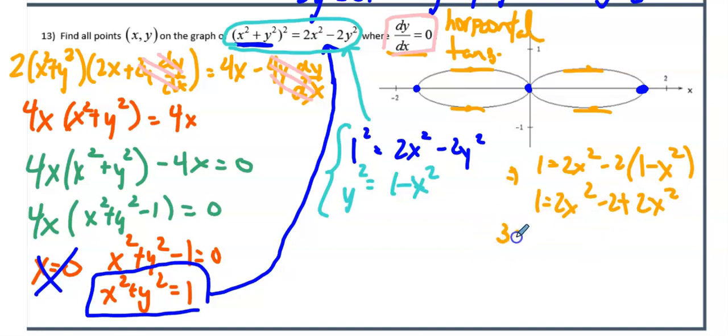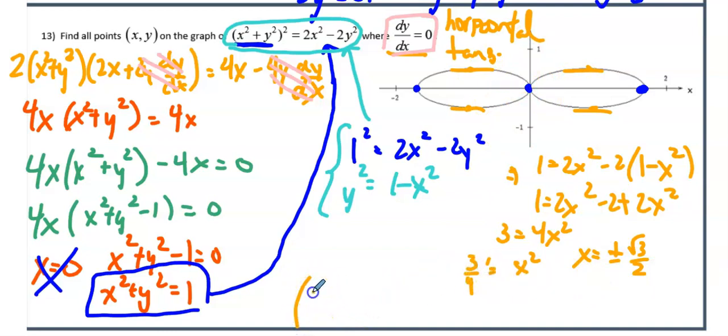So we're going to give you 3 is equal to 4x squared. So x squared is going to be equal to 3 over 4. So x is going to be equal to positive and negative the square root of 3 over 2. So there are four cases, and we have our x values for all of them.